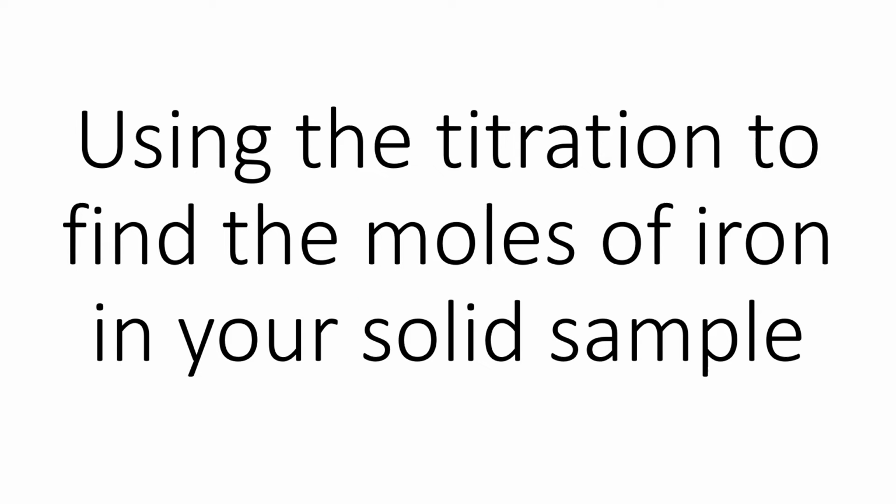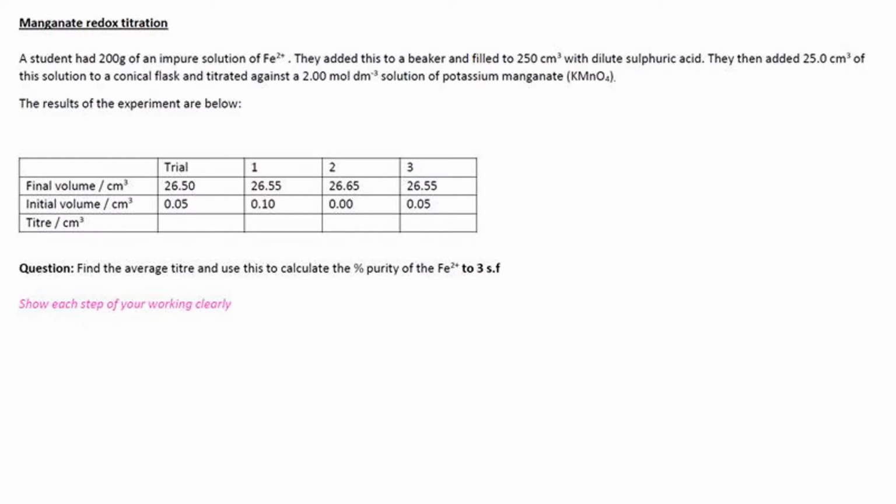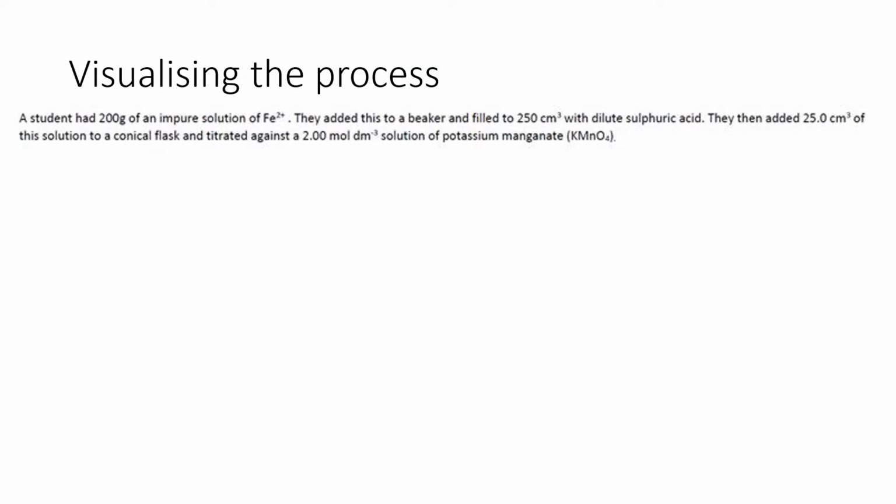So the purpose of this is to use the titration to find the moles of iron in a solid sample. The sample might be impure, for example. So if we have a look at the question, we've got 200 grams of an impure solution, which is added to a beaker and dissolved in 250 centimeters cubed of sulfuric acid. 25 centimeters cubed of that solution is added to a flask and titrated against 2 moles per decimeter cubed of potassium manganate. There's quite a lot of stuff being described there in only a few sentences. So let's just take a moment to visualize what it means.